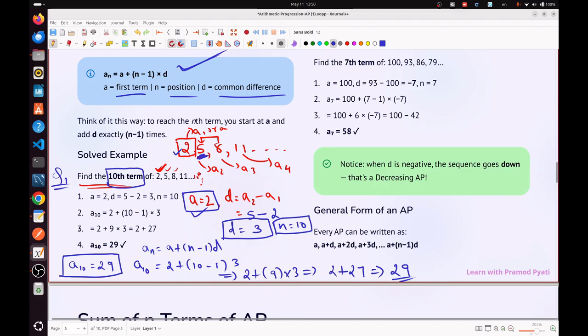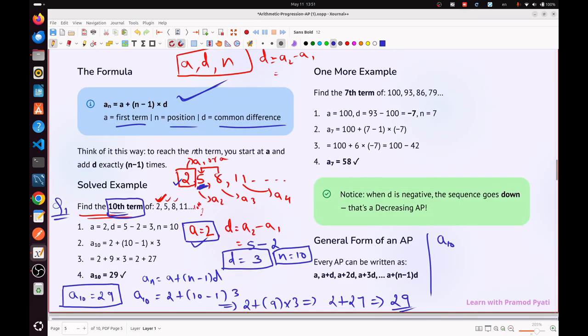Here I have told you one trick. If you remember, I will show you how. They have asked the 10th term here, that means A10. Earlier I told you, if they ask the 10th term, what do we need to do? A plus 9D. Again if they ask the 7th term, that means A7 equals A plus 6D. Here 10 means we need to take 9.